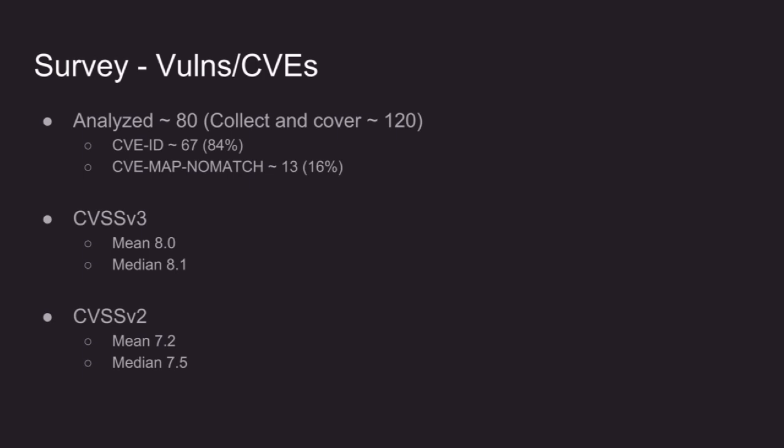Then, of course, by having all this information covered in these 80 vulnerabilities, we measure their CVSS version 3 and CVSS version 2. Sometimes only one is available, sometimes both. Nevertheless, they're kind of consistent. And we can see that the CVSS version 3 on average is about 8.0, 8.1. CVSS version 2 is 7.2 to 7.5. So what it basically means is that IoT malware generally uses non-critical vulnerabilities. It's kind of expected, but they don't need to use critical vulnerabilities to be successful.